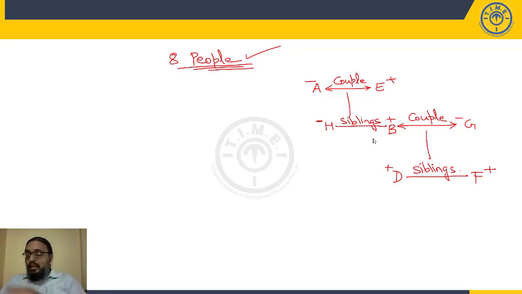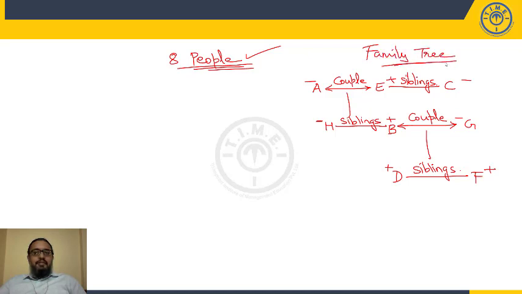So that is why you cannot take the sister-in-law on A's side. You have to take the sister-in-law on E's side, which means directly you can put C as the sister of E. Then and only then you will have a total of 8 people in the family tree. That's all. So this is your final family tree. Understood the point here? Okay?